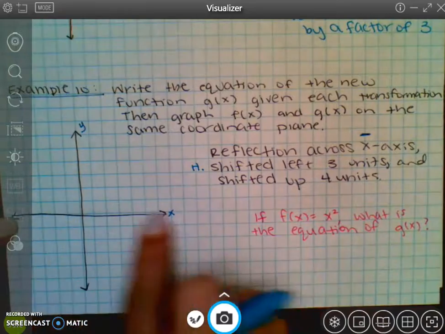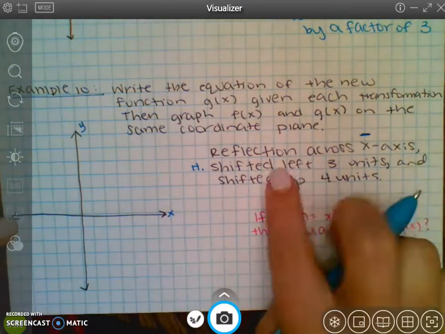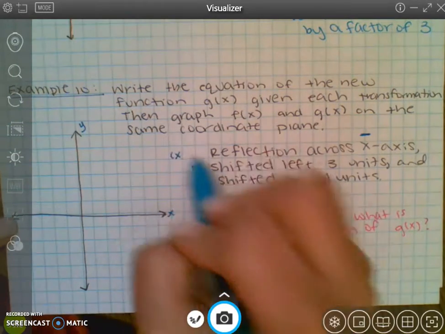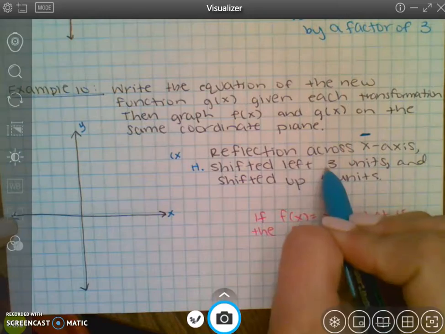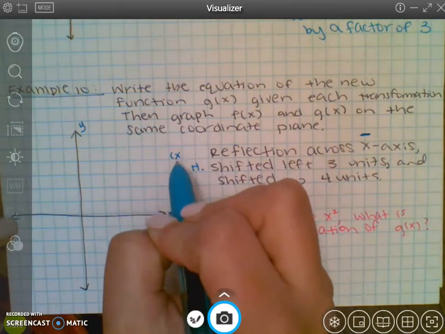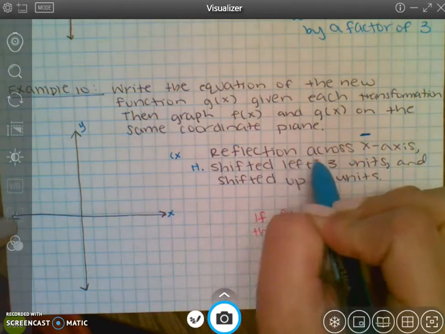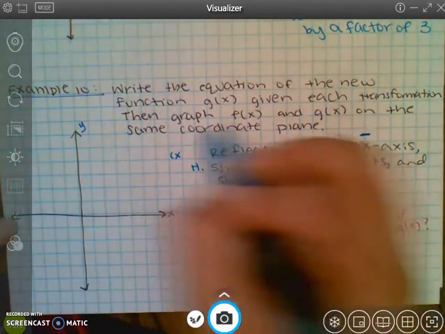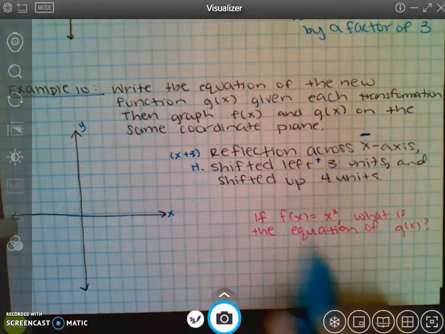So since this is on the x-axis, it's going to be with the x. I'm just going to put a little x. And it's left 3. Everything with the x is opposite. So left actually means you're adding 3. So that's going to show up as x plus 3.